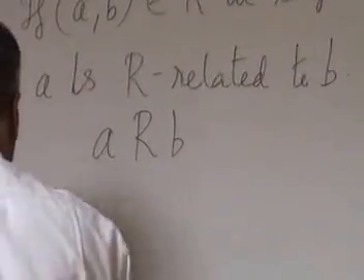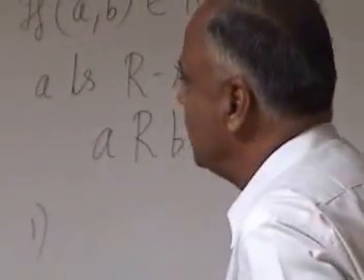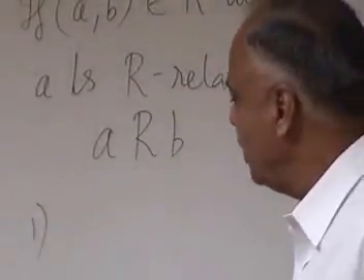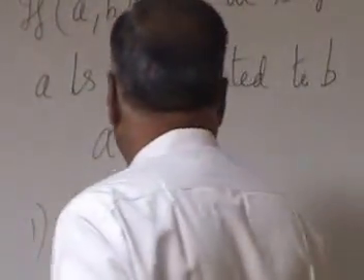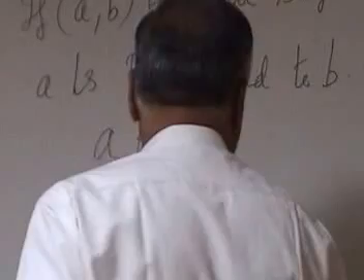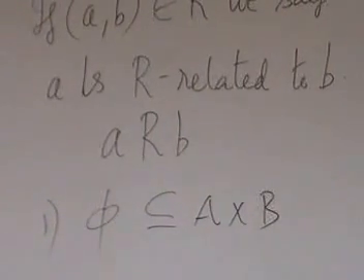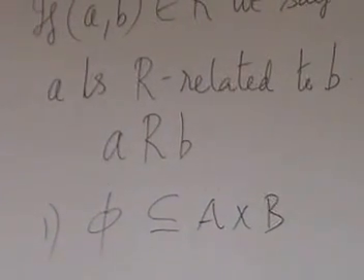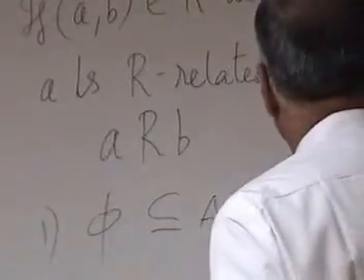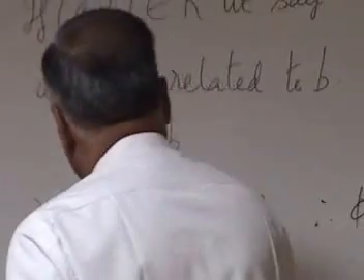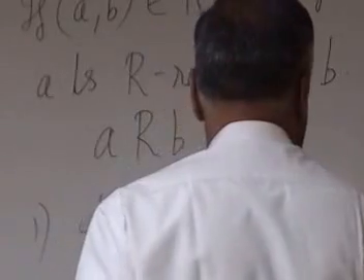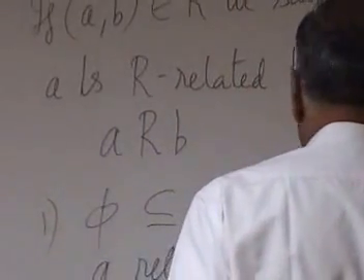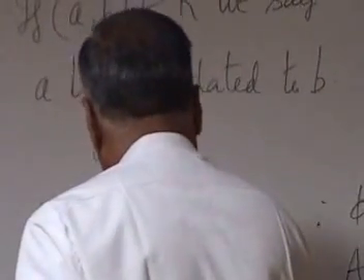Well, whenever you are talking about subsets, there are two extremes. One is the empty set, which is certainly a subset of A cross B. It is a subset of anything, and therefore it should be a relation from A to B. So phi is a relation from A to B. And this is called the empty relation.